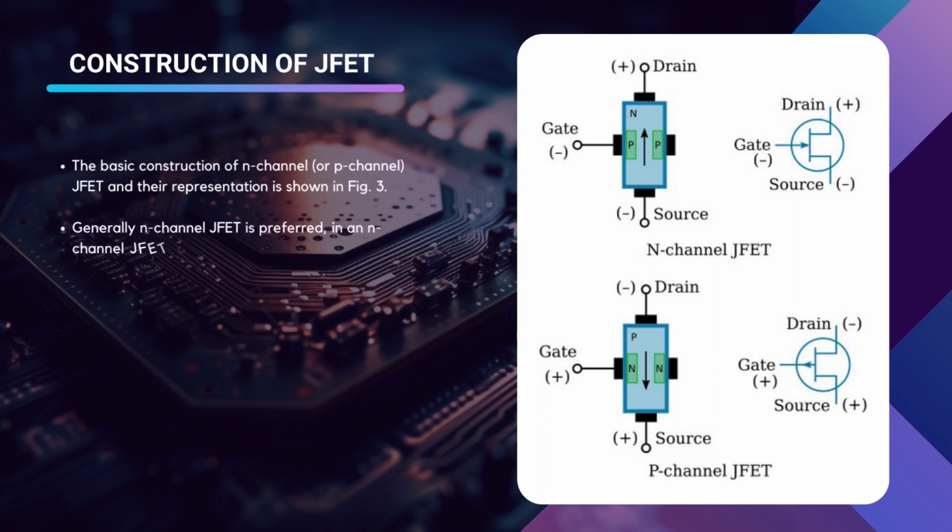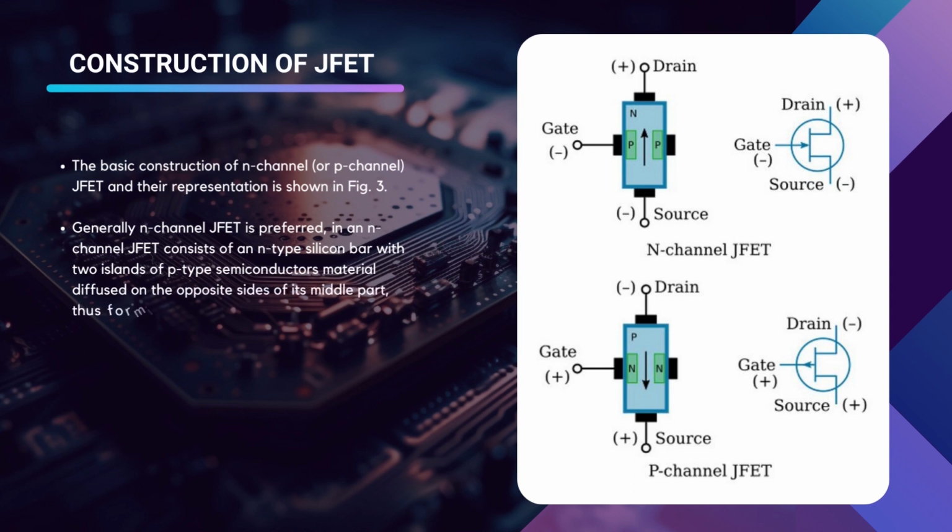So this is the structure for a junction field effect transistor with N channel and P channel. In the symbol we can see that there is an arrow present at the gate terminal. If this arrow is inward, the device is an N channel JFET. If the arrow is outward, the device is a P channel JFET.